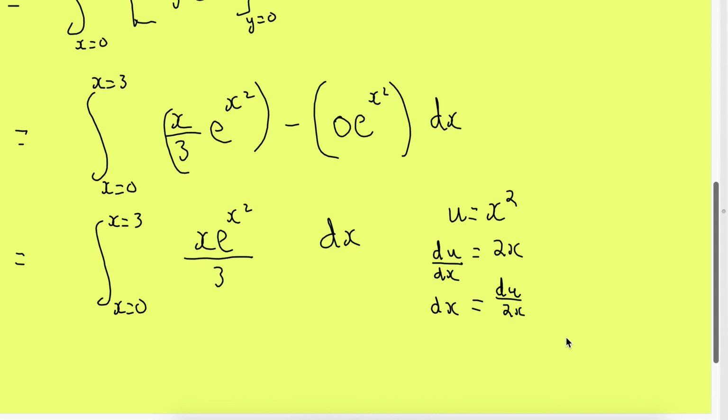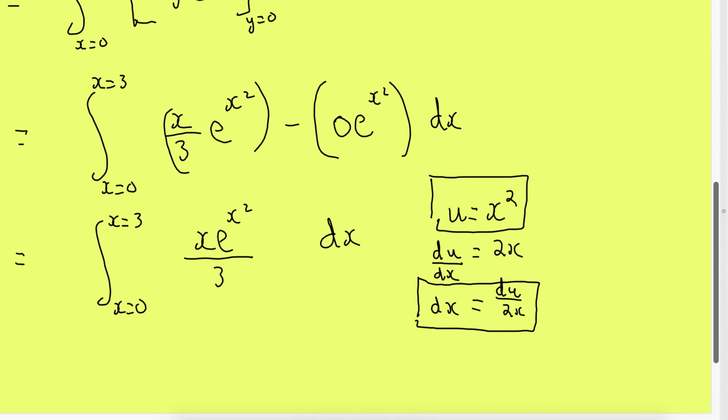Right, because we know we're going to swap the x squared for u, and that means we need to swap dx for something as well, because we want to end up with u being the only letter in our integral, if possible, because that would mean it would be an easy integration by substitution.